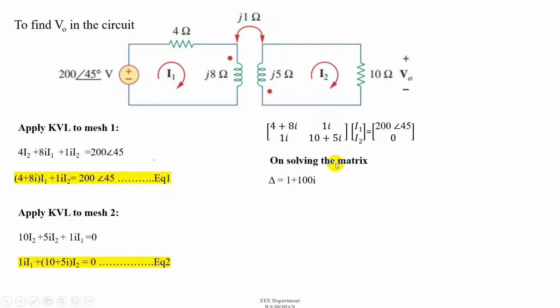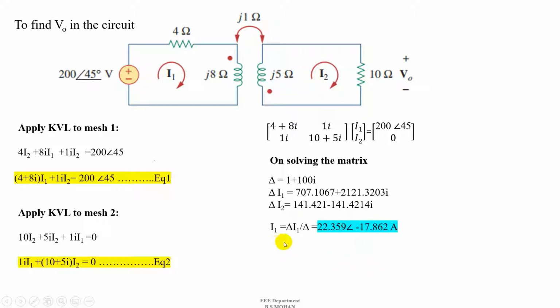we get delta as 1 + 100i, delta I1 as 707.1067 + 2121.3203i and delta I2 as 141.421 - 141.4214i. As we know the formula for I1, that is delta I1 by delta. On substituting the values of delta I1 and delta, we get I1 as 22.359 at an angle minus 17.862 amperes. And similarly, solving for I2, we get the value as 1.99 at an angle minus 134.42 amperes.